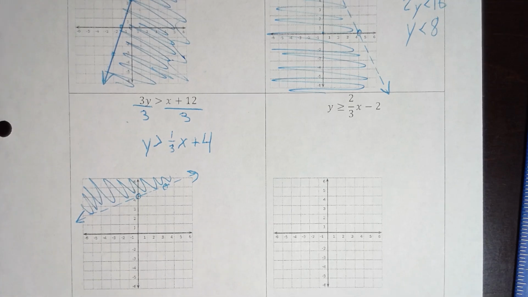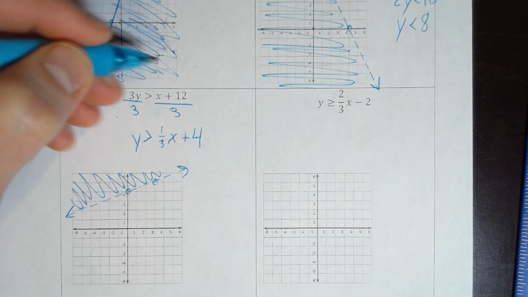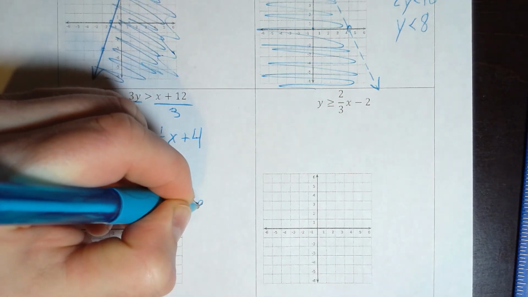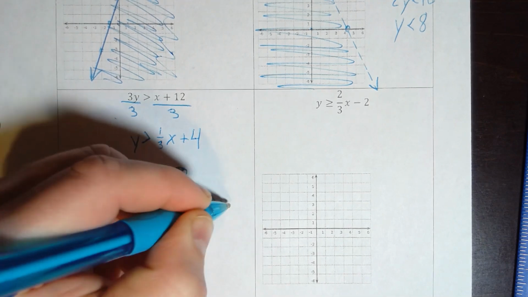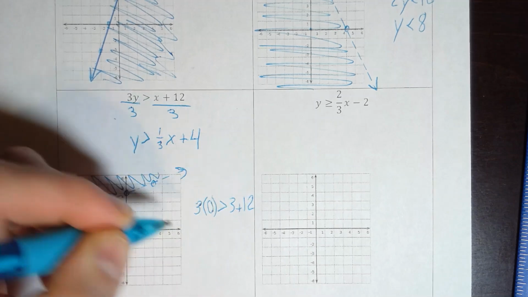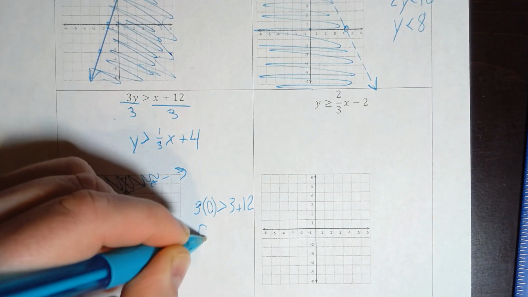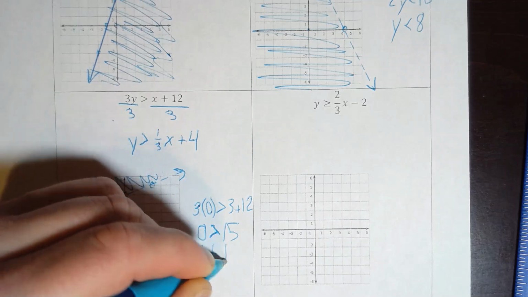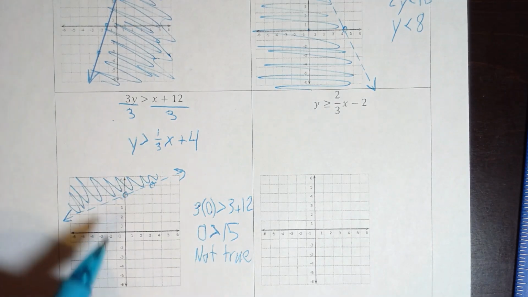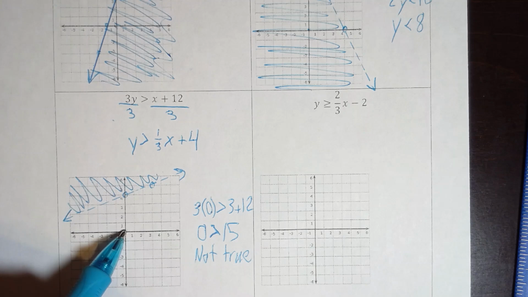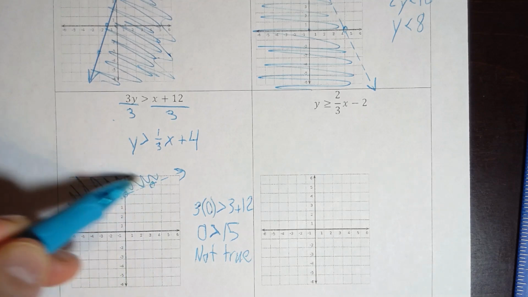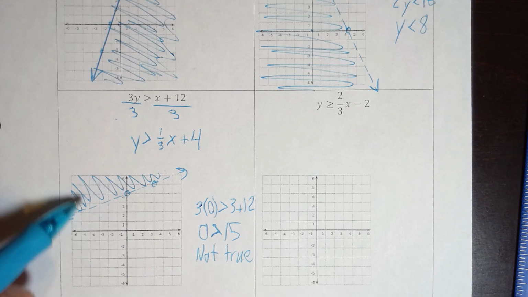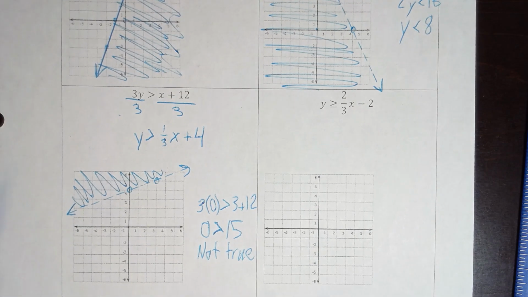But if you don't believe me, let's check with 0, 0. If I plug 0, 0 into here, I get 3 times 0 is less than 3 plus 12. This makes 0 is less than 15. That is not true. Which means that 0, 0 is not part of my solution set, along with all of the other points I could come up with over here, which means that this shaded region up here is part of your solution set.